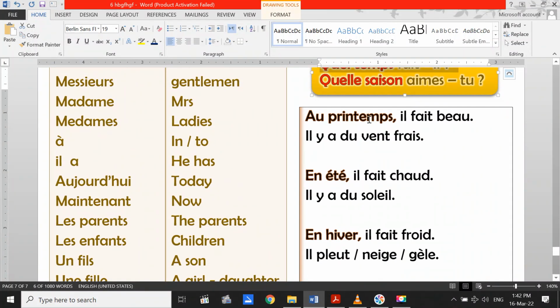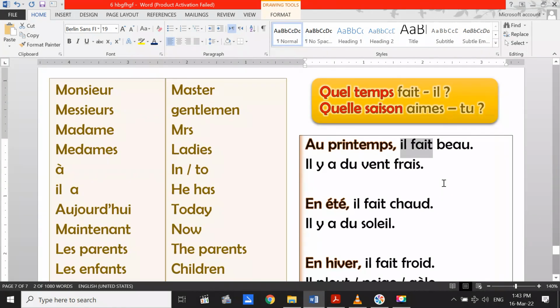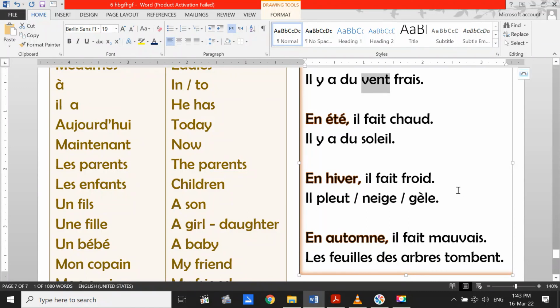Au printemps, in the spring, il fait beau. It's nice. Here, il fait means it's, or the weather is, and it's an expression. Beau means nice. The literal meaning of beau is beautiful, but here, with the weather, it means nice. Il y a du vent frais. Il y a, there is or there are, du vent, some wind. Vent means wind. Frais means a fresh wind, the nice wind, not the bad one.